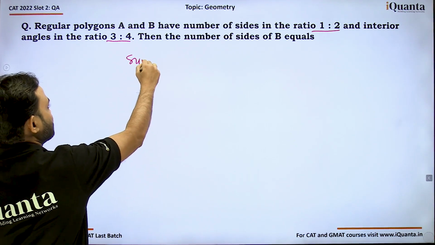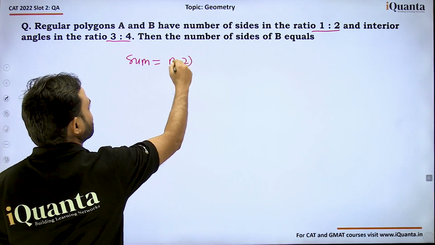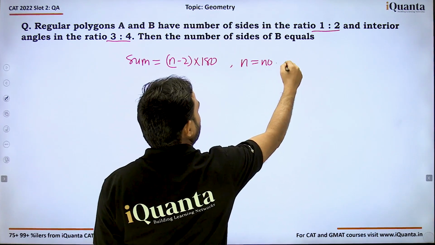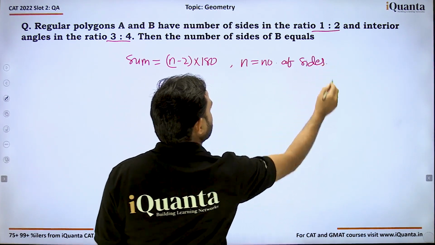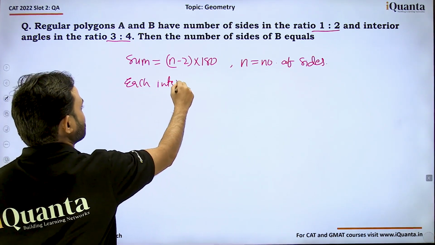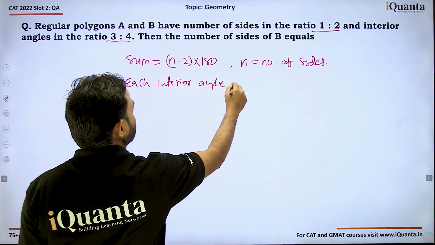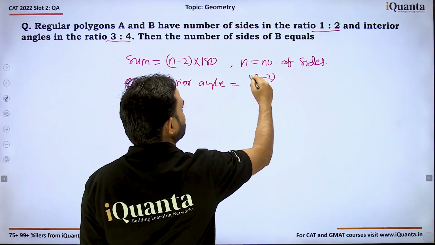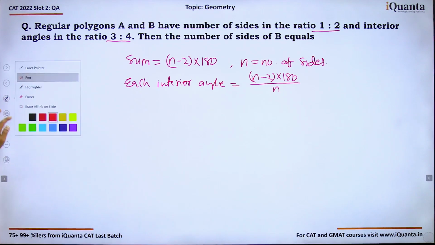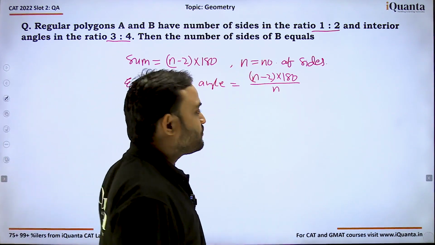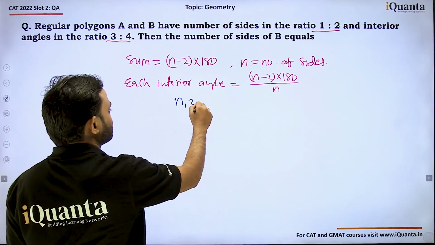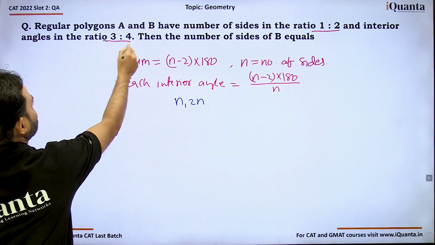Sum of all interior angles in any polygon is equal to (n minus 2) into 180 degrees, where n is equal to number of sides. So if it's a regular polygon, we can say each interior angle will be equal to (n minus 2) into 180 divided by n. Now in the question, it says sides are in the ratio of 1:2. So let's take those sides as n and 2n, and ratio of their interior angles is 3:4.